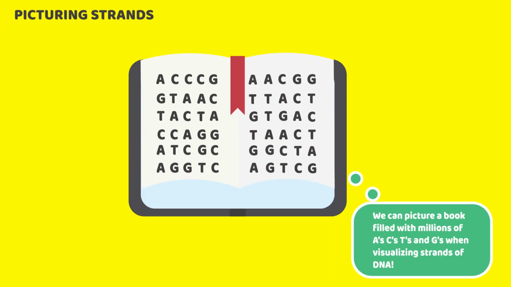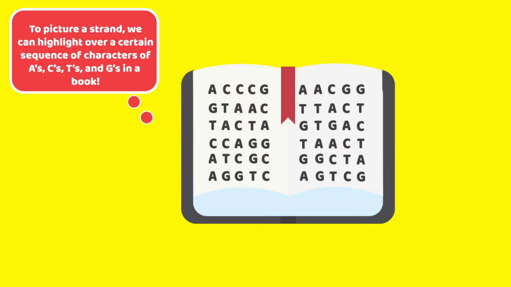When picturing what strands look like, we can imagine a book just filled with millions of characters: A, C, G, and T. Scientists can find the starting and ending point just like how we can find the starting and ending point of a statement. We can imagine a full strand as a highlight in a notebook. This is how we can visualize what strands look like.